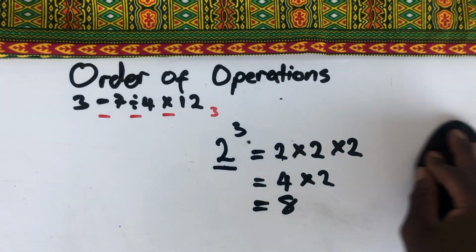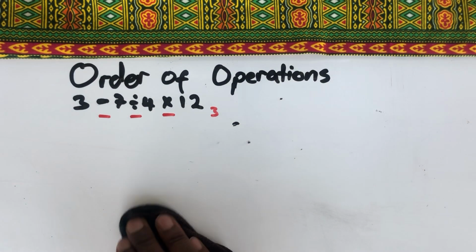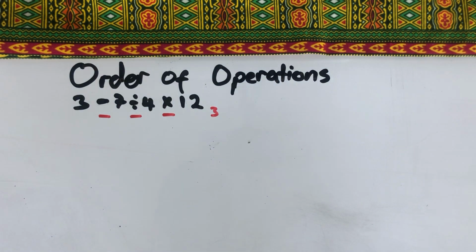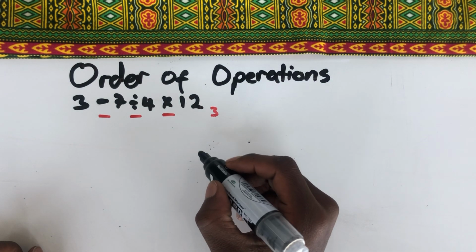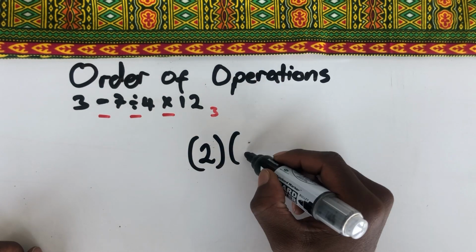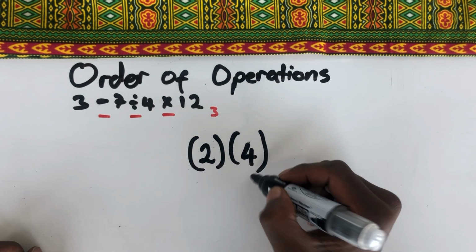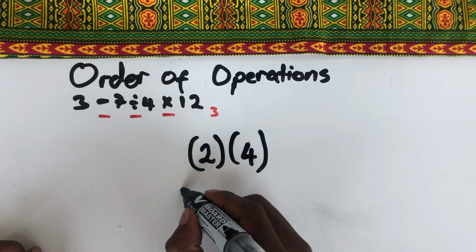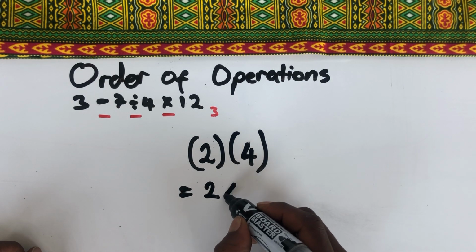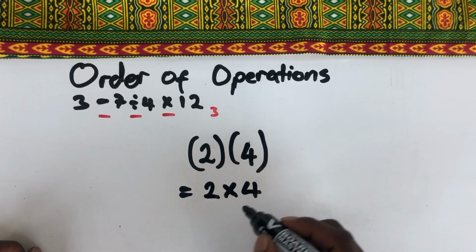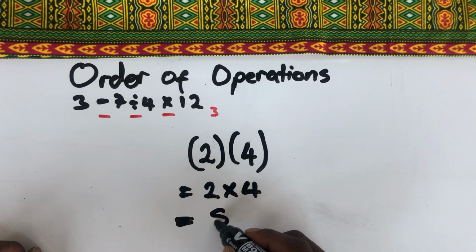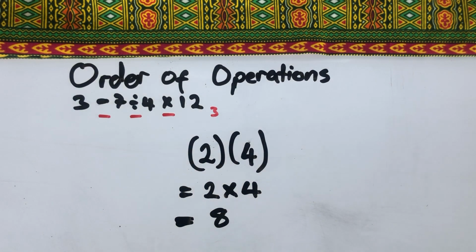Now, let us look at some brackets. Let us look at an expression involving brackets. If we had 2 in brackets here and 4 in brackets, simply what we would need to do here, these brackets mean that we are multiplying. So that becomes 2 multiplied by 4, which gives us 8.